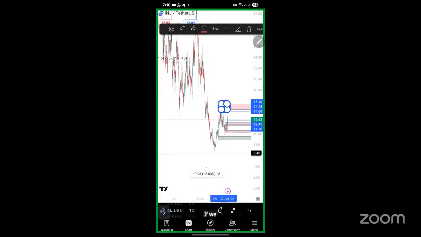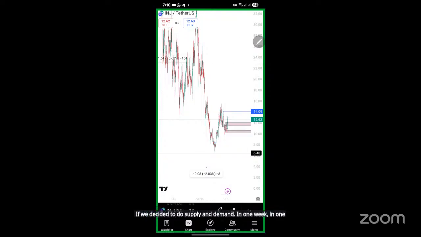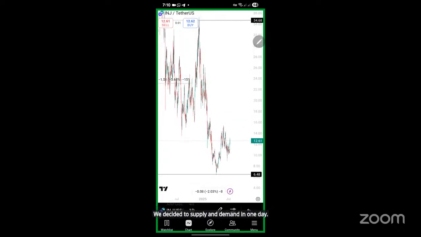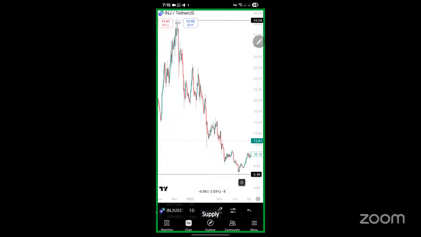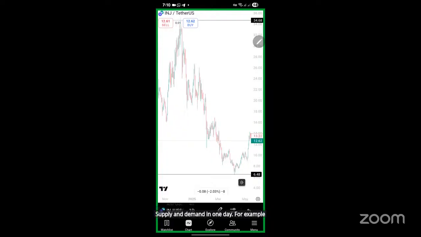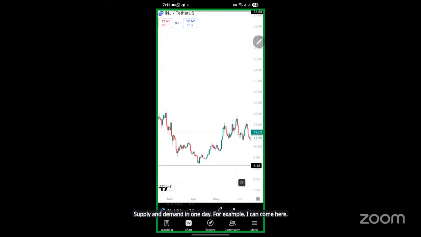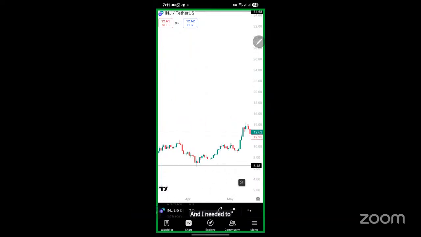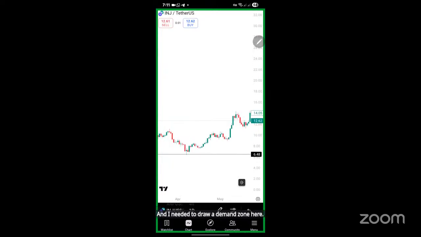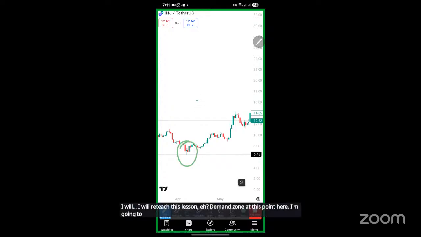If we decide to do supply and demand in 1 week, in 1 day, okay? Supply and demand in 1 day. For example, I can come here and I need to draw a demand zone here. If you want to do a demand zone, I will reteach this lesson. Demand zone at this point here. I'm going to look for 2 consecutive candles.